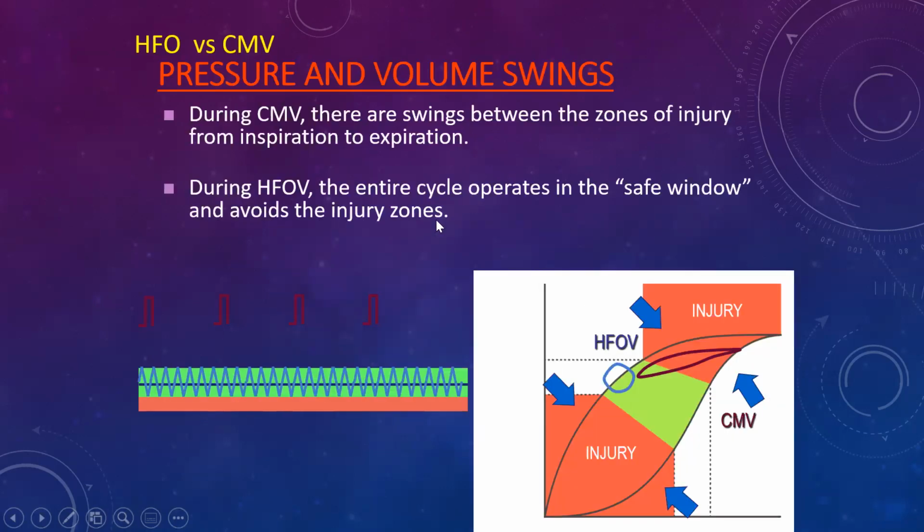During HFO, the entire cycle operates in the safe window, the green zone. So basically, look at the blue thing here. The pressure is not changed hugely. It's just the frequency that changes. It goes fast.